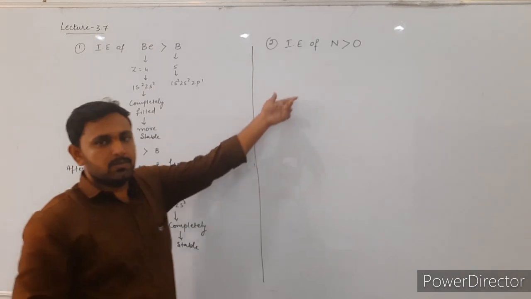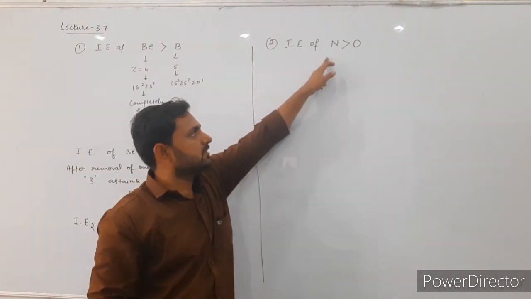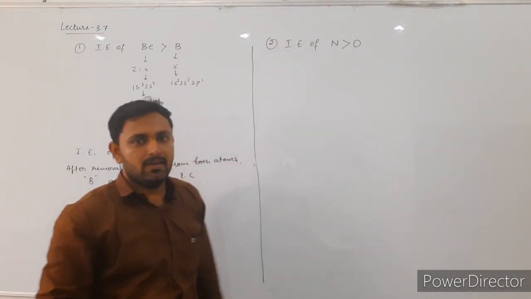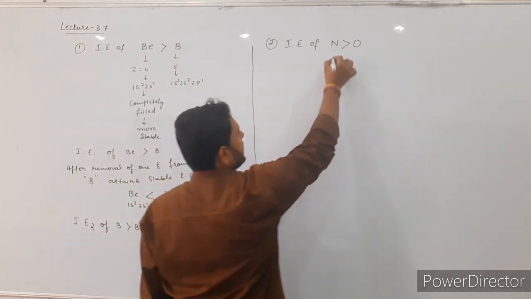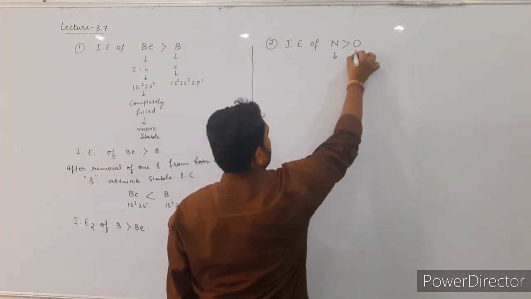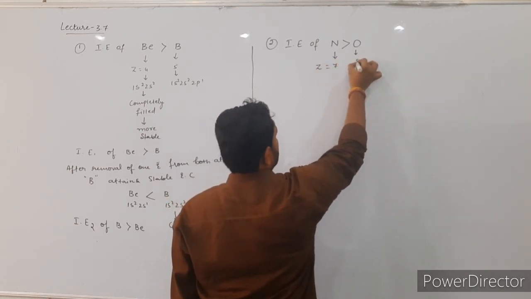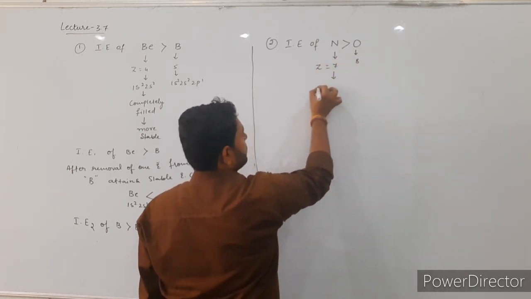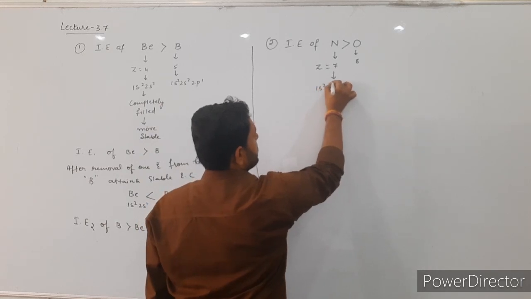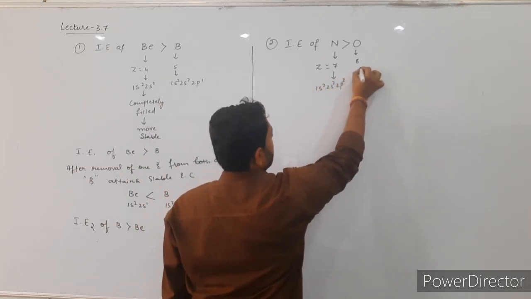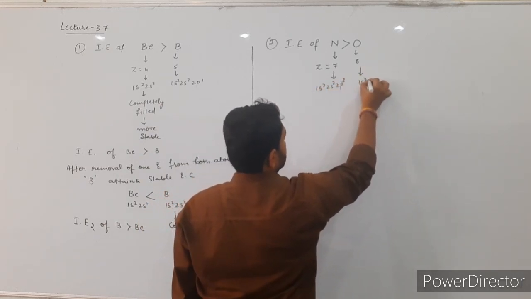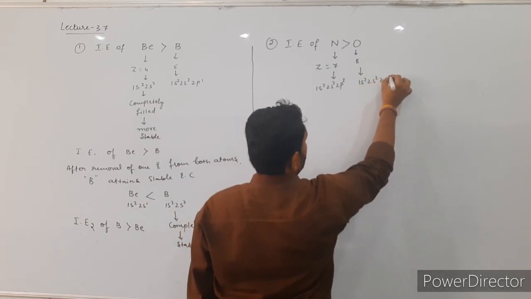Next, the second exception case: the ionization energy of nitrogen is greater than oxygen. Why? Just write the atomic number for both atoms. What is the atomic number of nitrogen? 7. Oxygen 8. Now you write the electronic configuration: nitrogen 1s2, 2s2, 2p3. Next for oxygen 1s2, 2s2, 2p4.